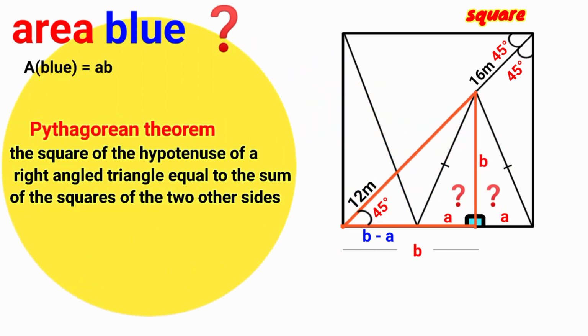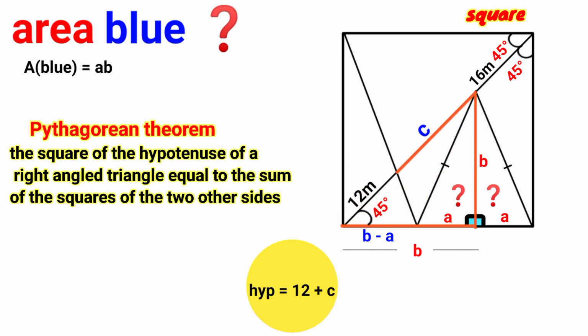The Pythagorean theorem states that the square of the length of the hypotenuse of a right angle triangle is equal to the sum of the squares of the lengths of the two other sides. The hypotenuse is the side facing the right angle, which is this side here. So since this segment is 12 meters, if we assume this segment to be C, hypotenuse equals 12 plus C. Now by Pythagoras, the square of this must be equal to the sum of the squares of this B and this B. So (12 plus C) all squared equals B squared plus B squared.